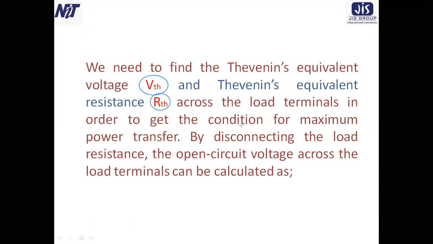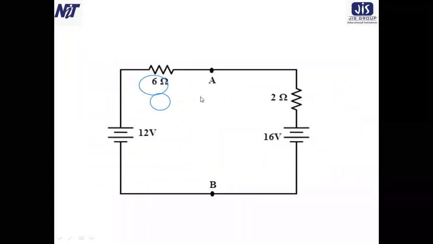By disconnecting the load resistance, the open circuit voltage across the load terminals can be calculated. Look, here we remove the load resistance. So between the A and B terminals, there was a load resistance connected with the circuit. So the first step, we just remove the load resistance from this position. In the previous slide, a load resistance was connected between the A, B terminals.